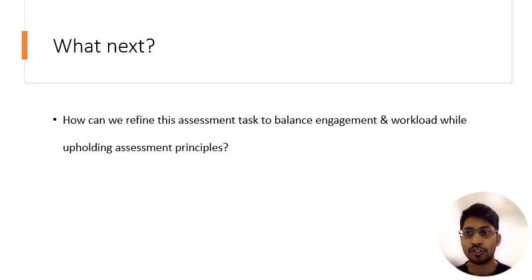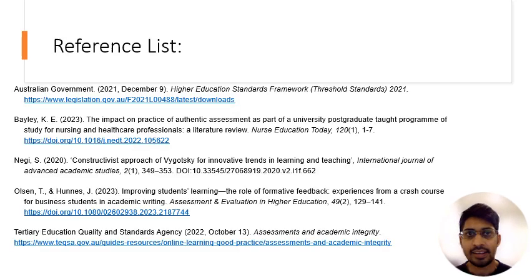Finally, my question to you all is, how can we refine this assessment task to balance student engagement and workload while upholding assessment principles? Here is the reference list.